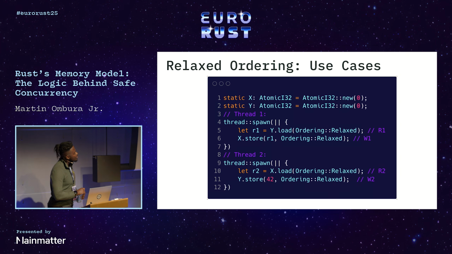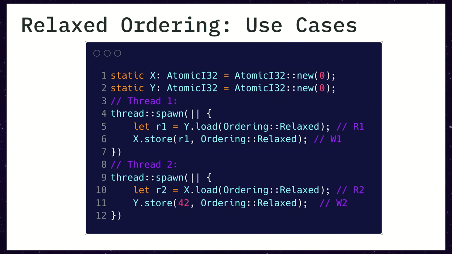So let's look at this code right now. Just take 20 seconds to try and see what's happening, and we'll go through some of the outcomes of what this code could mean from a modification order perspective. So we have two atomics here, X and Y, with two threads running. In thread 1, we're loading from Y into R1, and then we're storing R1 into X. Then in thread 2, we're going to load X into R2, and then we're just going to write 42 because we can.